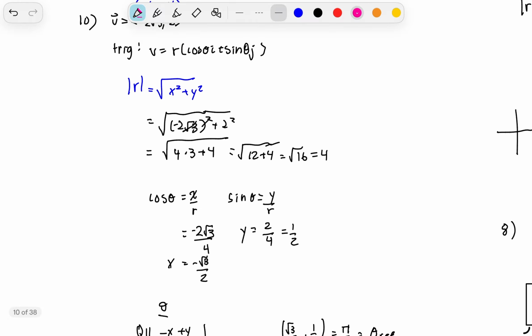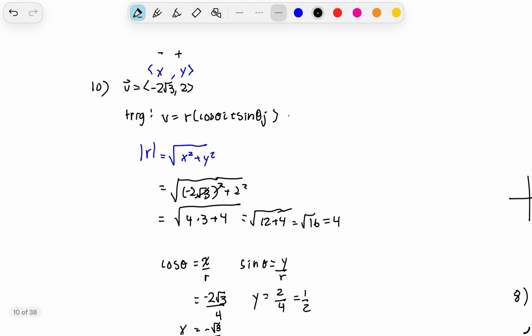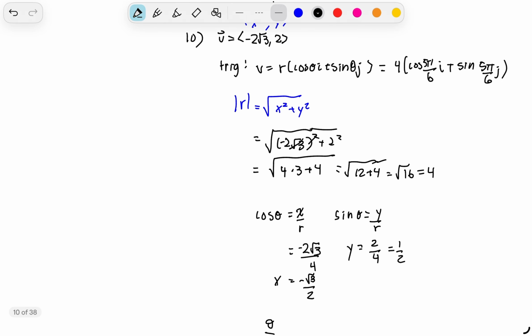Now, if you write your trig form now, this is going to be equal to 4, which was our magnitude. Then we have cosine of our angle, 5 pi over 6 i plus sine 5 pi over 6 j. So that's your answer.